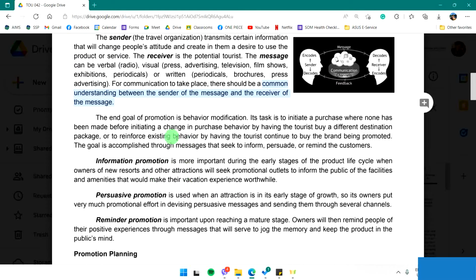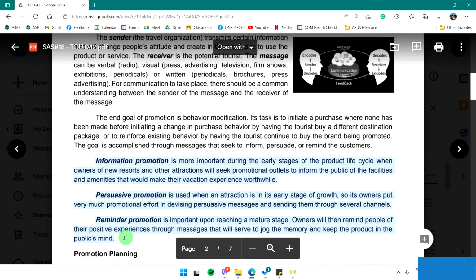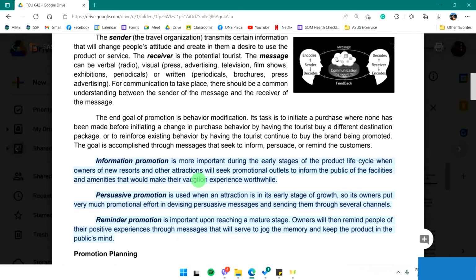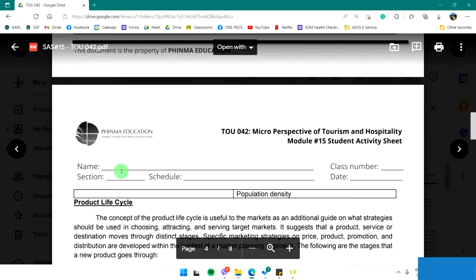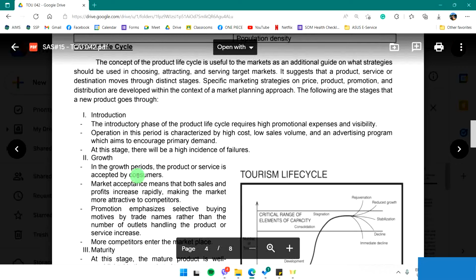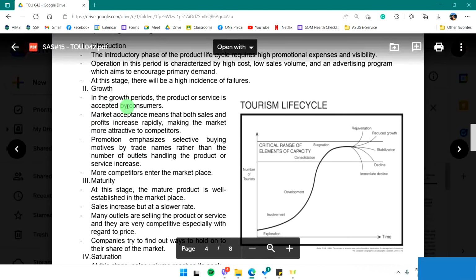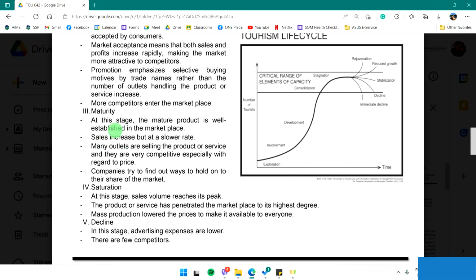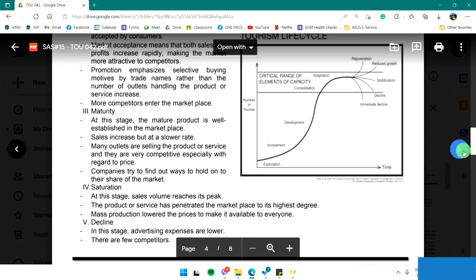When it comes to promotion, there are certain levels when we talk about it. We also discussed previously the product life cycle in module number 15: introduction, growth, maturity, saturation, and decline. Introduction is the first stage of our business, and then in growth, paunti na ng paunti ang paglakas. Maturity, ito na yung sobrang at peak na siya. And saturation, ito na yung simula na siyang naging stagnant. And then decline, ito na yung pag-decline ng business natin.